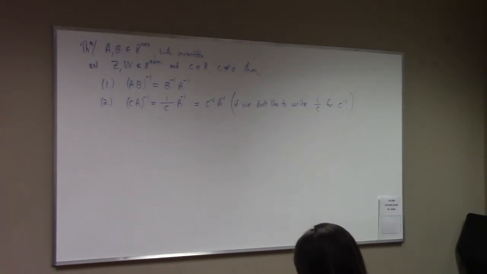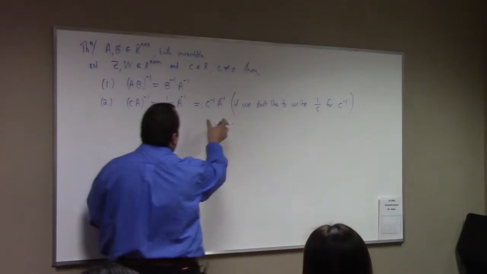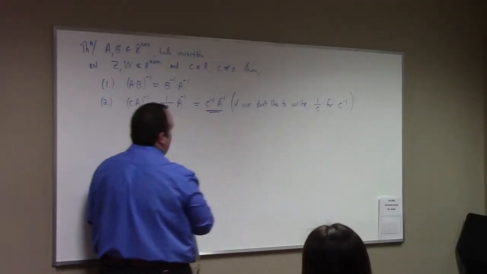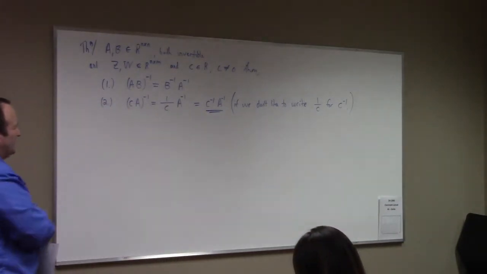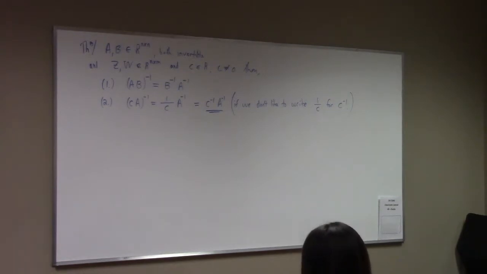In that kind of context, some professors insist that you don't write 1 over 2, that instead you write 2 inverse for the multiplicative inverse. There are some contexts where you'd really want to write that instead. But certainly for complex numbers, real numbers, rational numbers, we write 1 over C for the multiplicative inverse of a number, right?